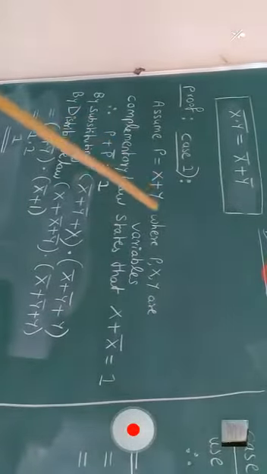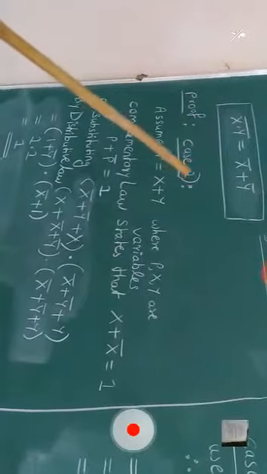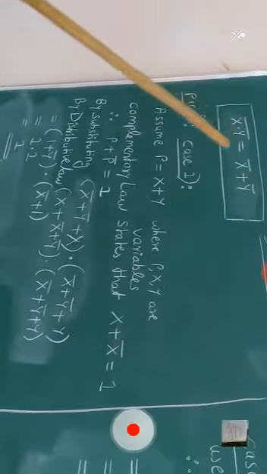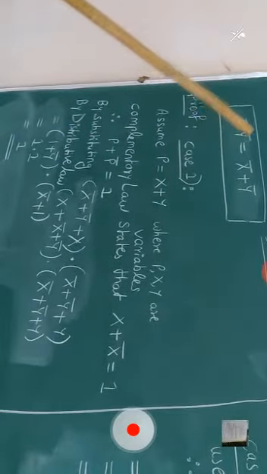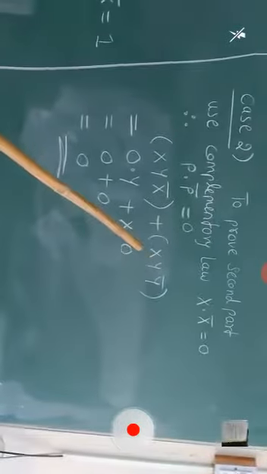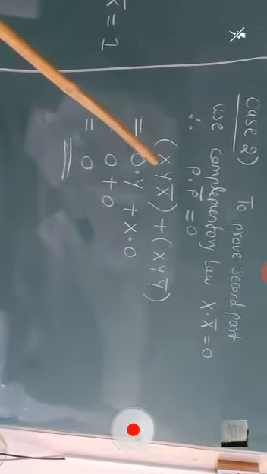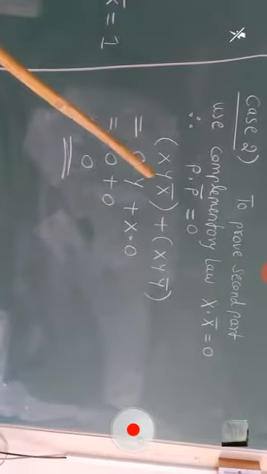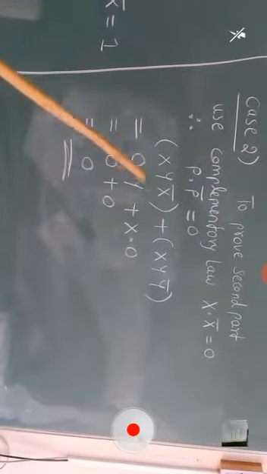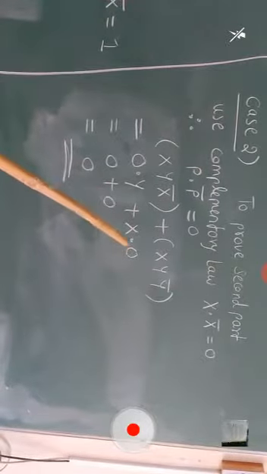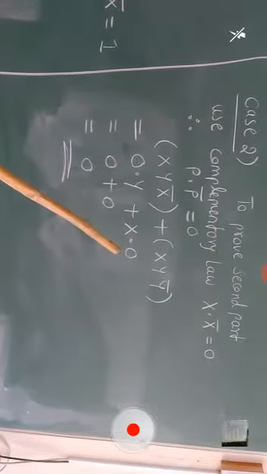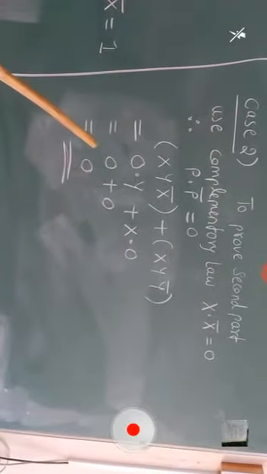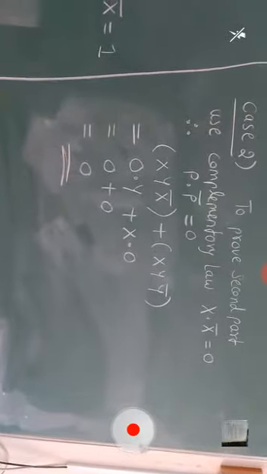See here students, we have assumed p is equal to x plus y, but when I take p bar, it will become (x plus y) whole bar, which is nothing but (x dot y) whole bar. So the same answer I have substituted here. So when I use the complementary law, see here y as it is, x dot x bar will give me the answer 0. Similarly, x as it is dot y into y bar will give me the answer 0. So finally 0 plus 0 will give me the answer 0.